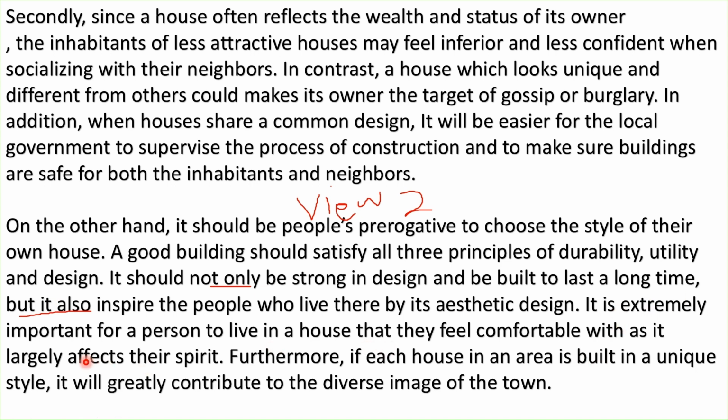Again, it is extremely important for a person to live in a house that they feel comfortable with, as it largely affects their spirit. Furthermore, is a linking device to add additional information. If each house in an area is built in a unique style, it will greatly contribute to the diverse image of the town. So these ideas, guys, these statements should be supporting each other.